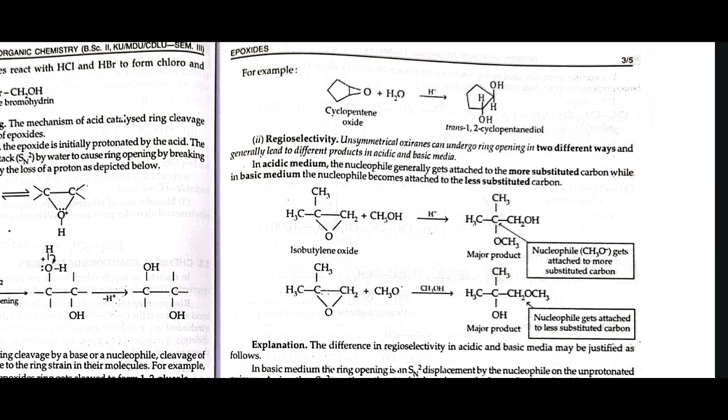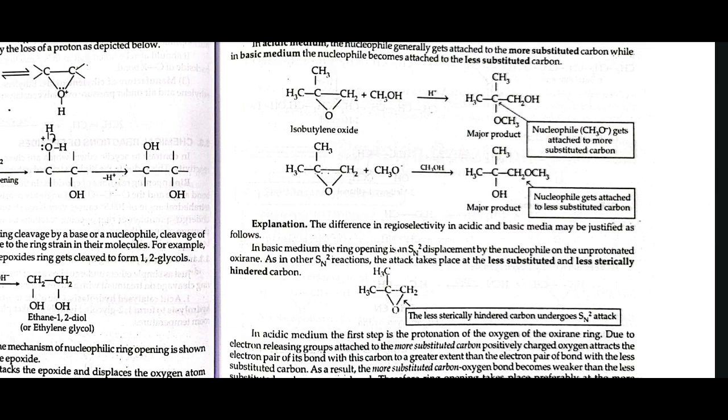Regioselectivity. Unsymmetrical oxiranes can undergo ring opening in two different ways and generally lead to different products in acidic and basic media. In acidic medium, the nucleophile generally gets attached to the more substituted carbon, while in basic medium, the nucleophile becomes attached to the less substituted carbon.